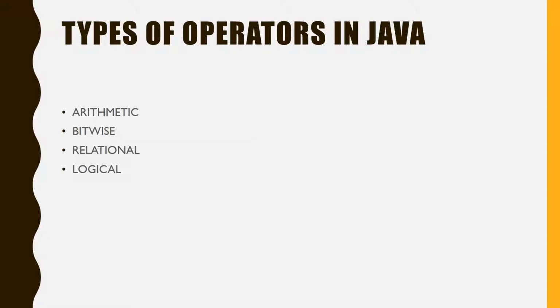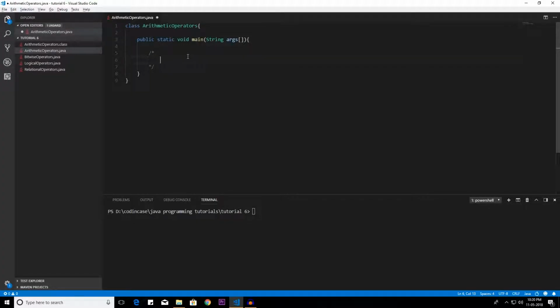Operators in Java are divided into 4 groups: arithmetic, bitwise, relational and logical. The first group of operators I want to explain is the arithmetic operators. Arithmetic operators can only be applied to the numeric types like byte, short, int, long, float, double and char, since char is a subtype of int. The operators in this group are plus, minus, multiply, divide, modulus, plus assignment, minus assignment, multiplication assignment, division assignment, modulus assignment, increment and decrement. Let me write an example using these operators with the basic int.